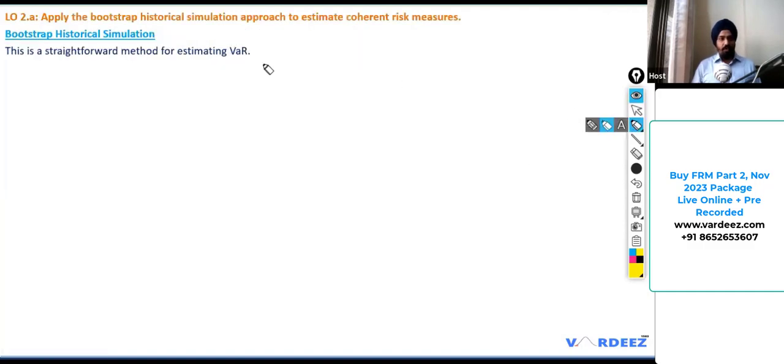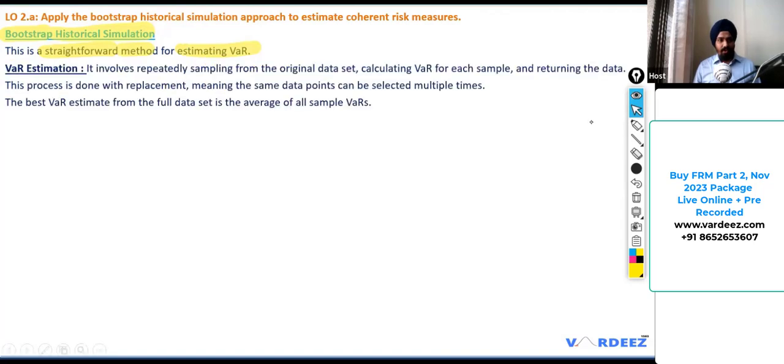Okay, let's look at the first learning objective: apply the bootstrap historical simulation approach. It's a combination of the historical simulation method, something we talked about in the last reading and also in level 1, and the bootstrapping method. The bootstrap historical simulation method is a very straightforward method for estimating the value at risk. So how do you estimate the VaR under this method?